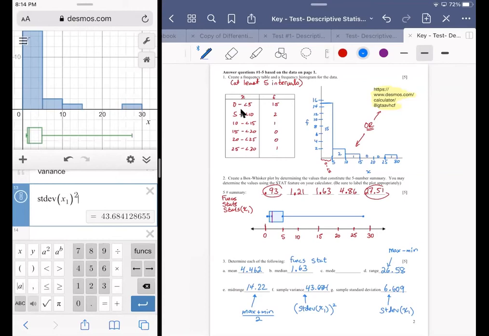Now you'll see here that I bypassed part C there. The mode just kind of glossed over it as if it didn't exist. And there's a reason for that. As far as Desmos is concerned, it really doesn't. Now, we don't look at Desmos as our tool for finding the mode. We look at ourselves as the tools for finding the mode, right?